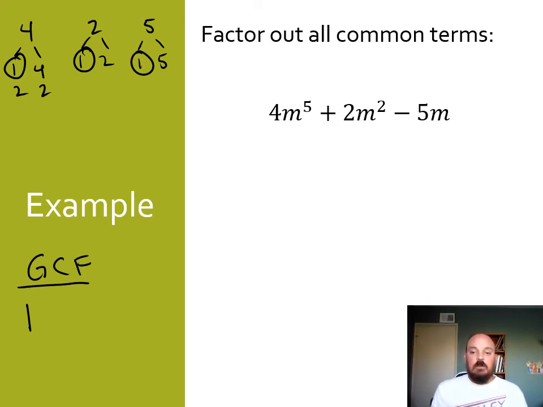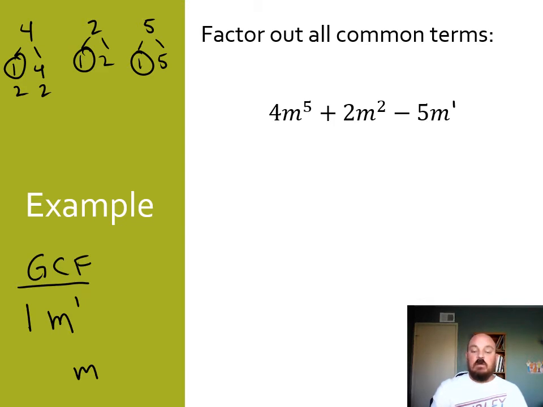All right, now I look at the variable. The variable is m. I have an m to the 5th, an m squared, and an m by itself, which remember means m to the 1st power. And our little shortcut tells us the lowest power of m is the common term. So m to the 1st power is our greatest common factor. Now the way I wrote it was 1m to the 1st power, but I would probably just leave those ones off and say the greatest common factor is m, because that's what 1m to the 1st power is.